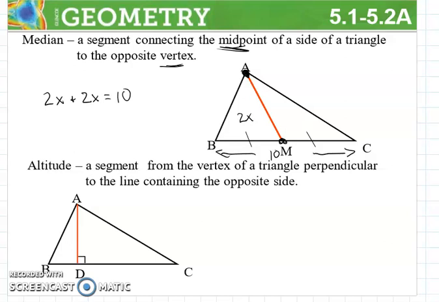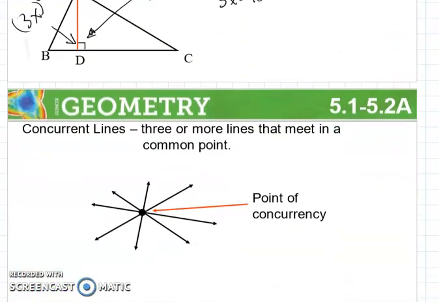Then an altitude is a segment from a vertex of a triangle. It goes from a vertex, perpendicular to the opposite side. The only attribute you can get from this is that this is 90 degrees. So if you had an equation where this angle is 3x, find x. 3x equals 90 would be your equation for something like that. You're going to get various scenarios with expressions, but this will help you set up the equations.